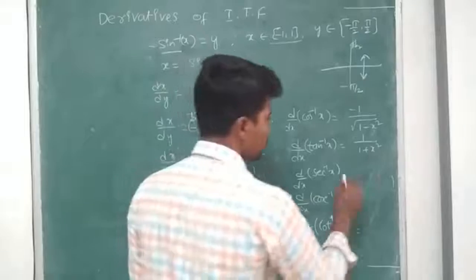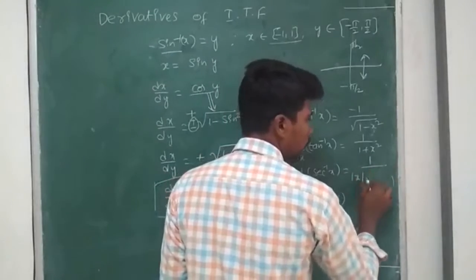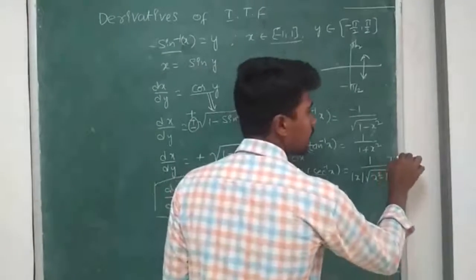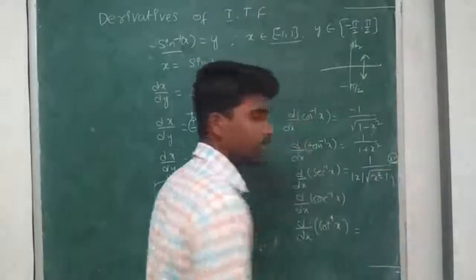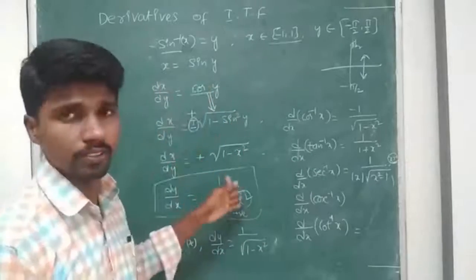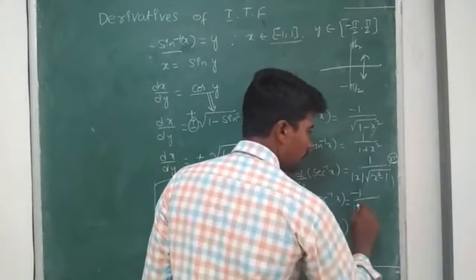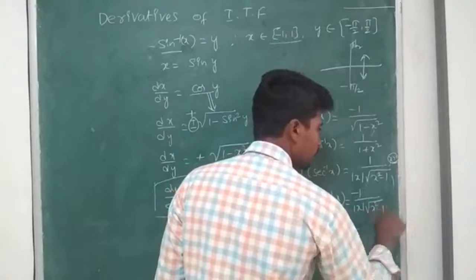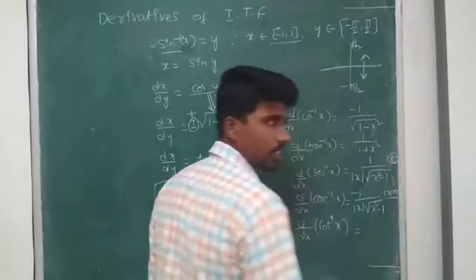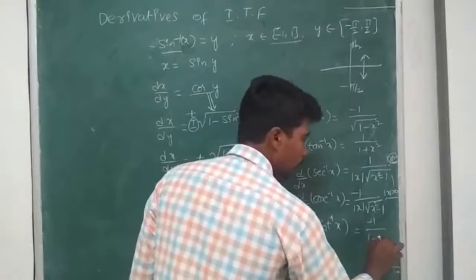See, I write all the formulas. Derivative of secant inverse x is 1 by modulus of x into root of x square minus 1 for x greater than 0. So this and all we learn while doing derivatives. Now you see, cosecant inverse x is minus 1 by modulus of x into root of x square minus 1, where modulus of x is greater than 0. Here also we should take modulus of x greater than 0. Next, cot inverse x is minus 1 by 1 plus x square.